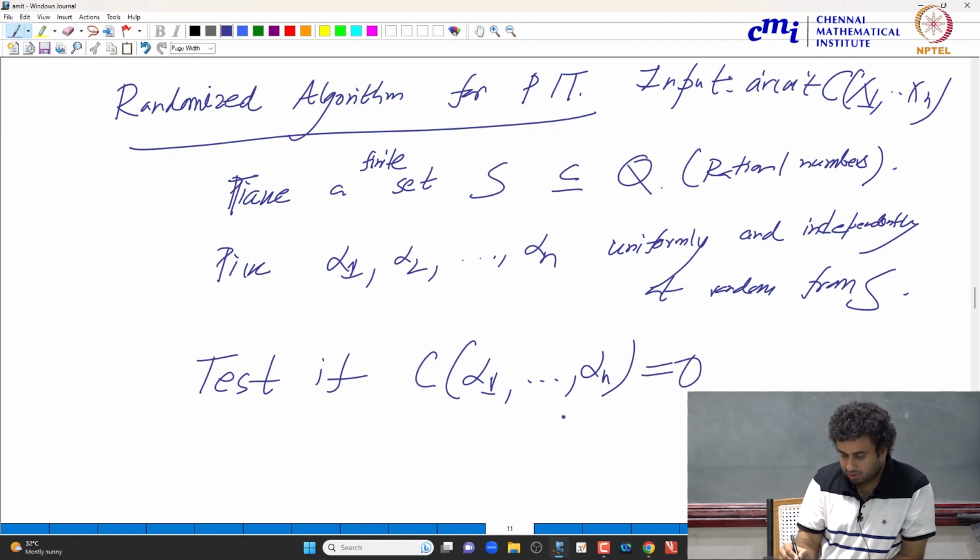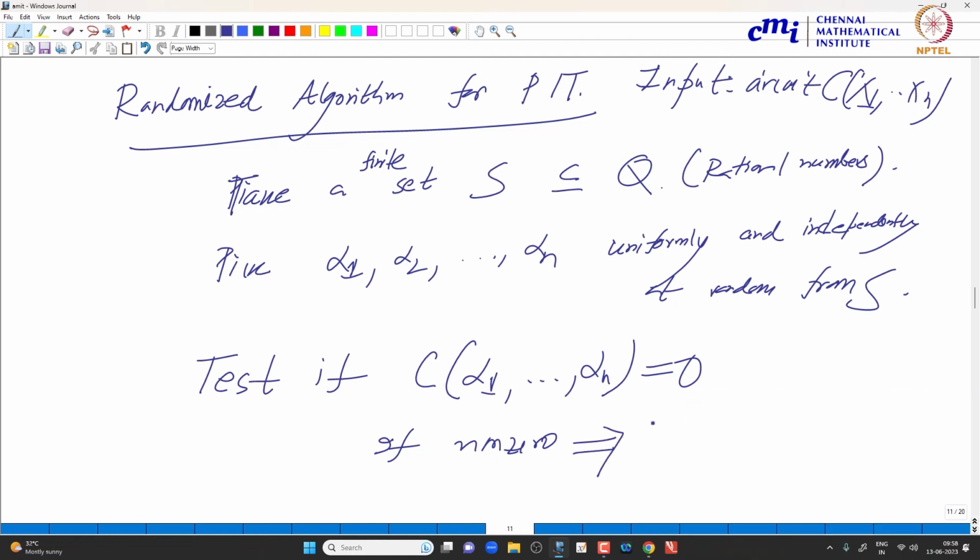If it is non-zero, then you definitely know that the polynomial is non-zero, so you output non-zero. If it is 0, then what would you do? Try again? Yeah, so if it is 0, then you just output identically 0.